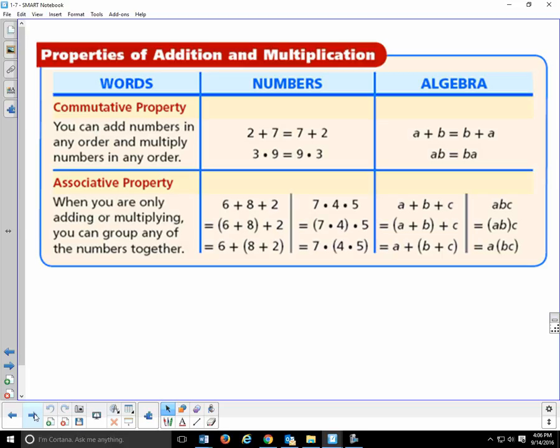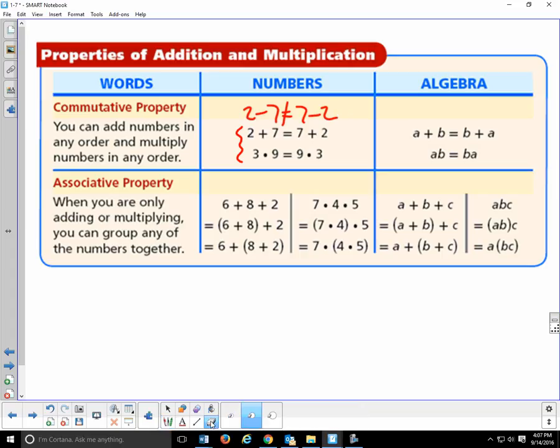Commutative property. So commutative property works for adding and multiplying only. Adding and multiplying only. So you'll see those right here. Basically, it says that 2 plus 7 is the same as 7 plus 2. Now, I say adding and multiplying only because 2 minus 7, don't write this down, 2 minus 7 is not the same as 7 minus 2. Does not work for subtraction.